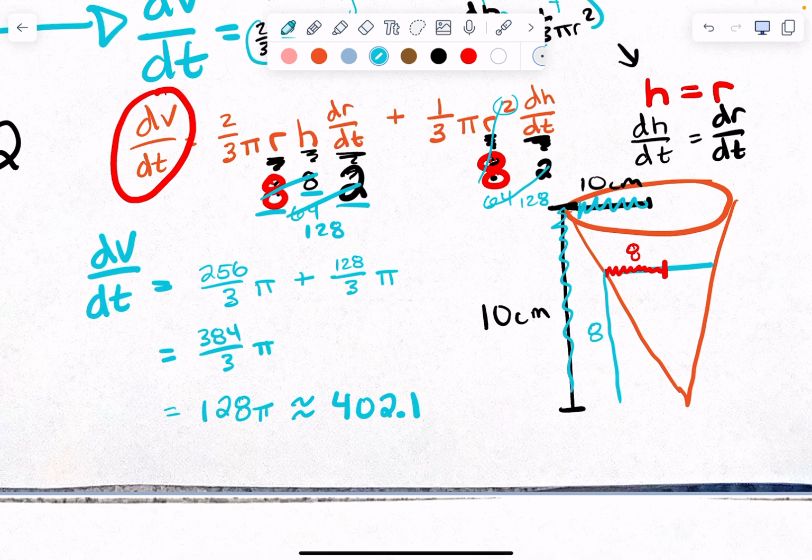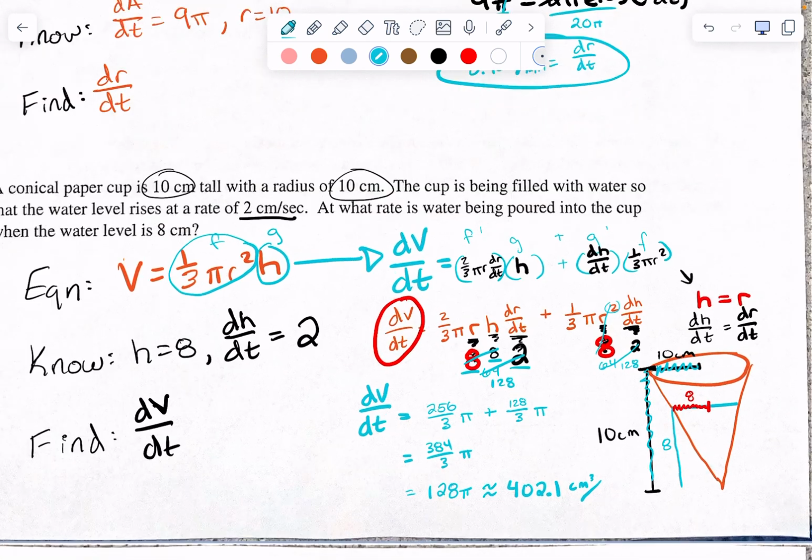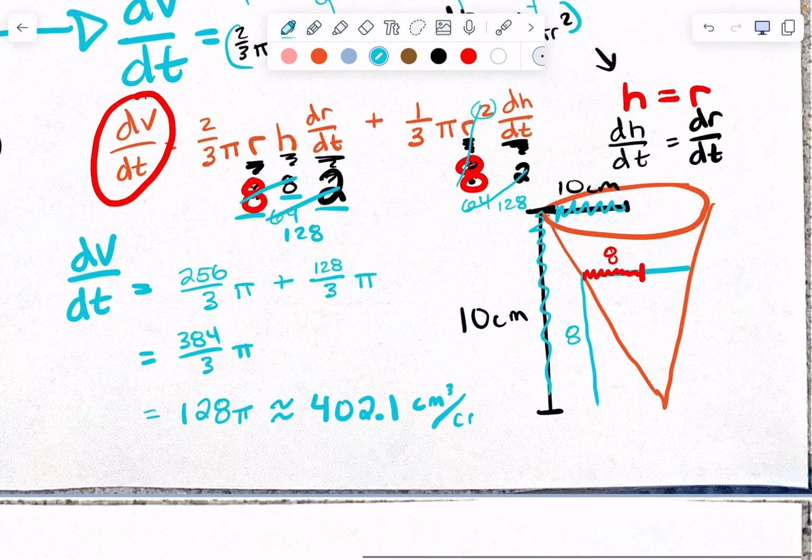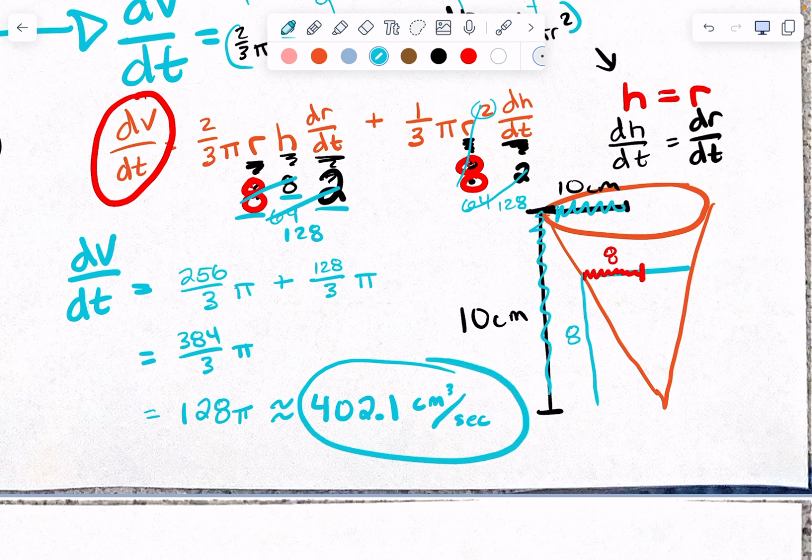Okay, and that is what per what? We're dealing with volume. Centimeters squared per second. Centimeters cubed per second. Per second, right? That's a lot of porridge. That is a lot of porridge. Isn't that like oatmeal? No, like a bit of porridge. 402.1 cubic centimeters per second.